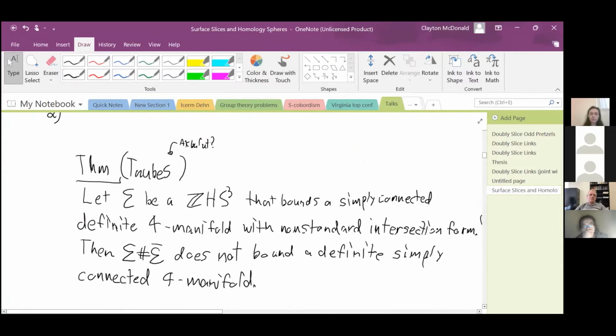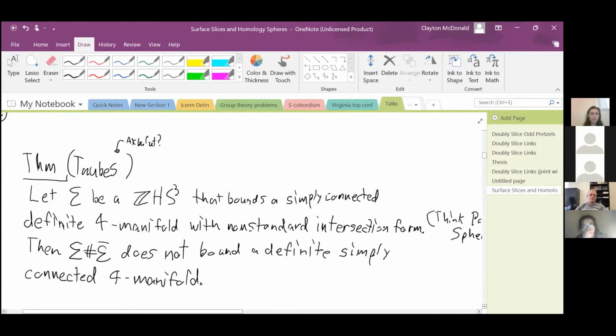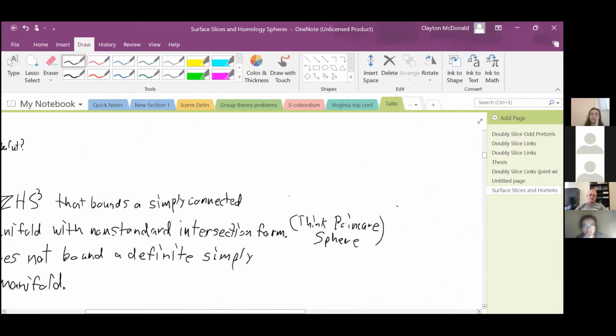Okay, so here's a theorem of Tabs, and there's some attribution to Akbulut. I've been told to say that, otherwise maybe I would get an angry email. So here's the theorem. Let sigma be an integer homology sphere that bounds a simply connected definite four-manifold with non-standard intersection form. Again, that's the most general way of saying it, but for our purposes, we're just going to think of the Poincare homology sphere.